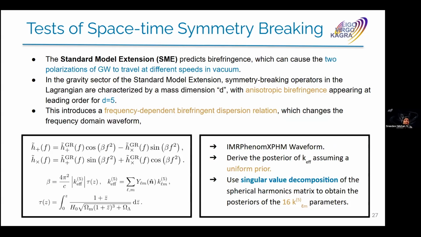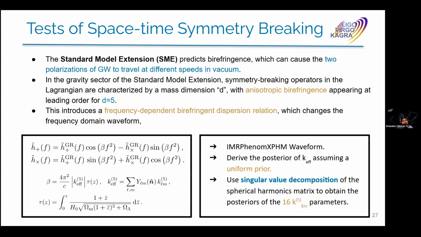The effective field theory model, or the standard model extension, accounts for this fact, and the Lagrangian contains all the Lorentz invariance violating terms, and each term is characterized by a mass dimension d. The process that we are interested in here is the anisotropic birefringence, which appears at leading order for d equal to 5. So this will introduce a frequency-dependent birefringent dispersion relation, which will change the frequency domain waveform, as you can see in the bottom left panel.